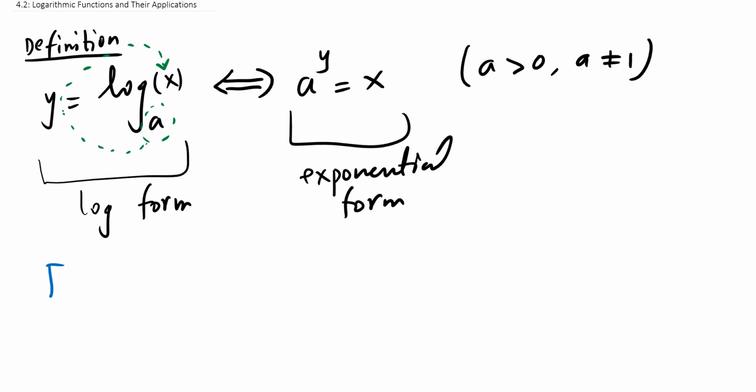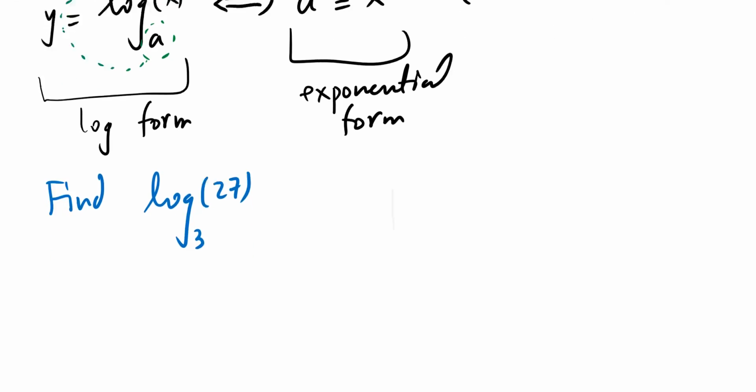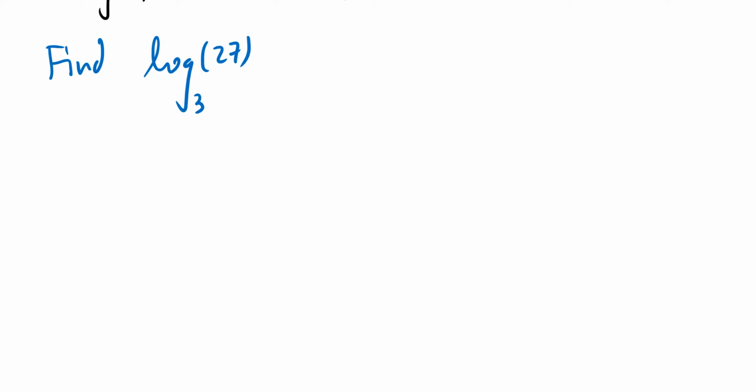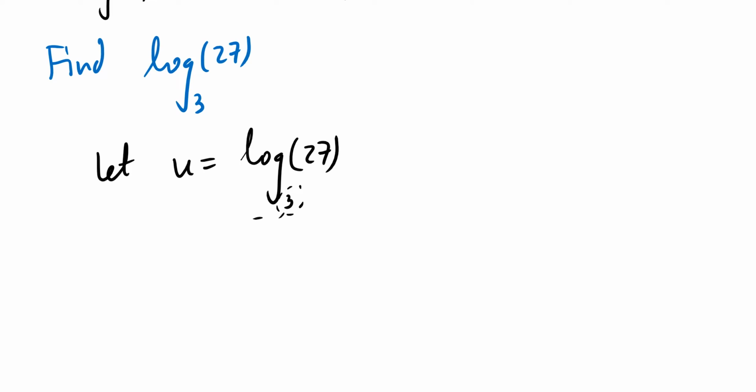So let's say someone asks us to find the value of log of 27 base 3. How are we going to find this? Well, to start with, I'm going to let this be m or u or any letter you like. Now my goal is to find the value of that letter u. I use the definition. It says the base 3 to u equals 27. So 3 to the u is 27.